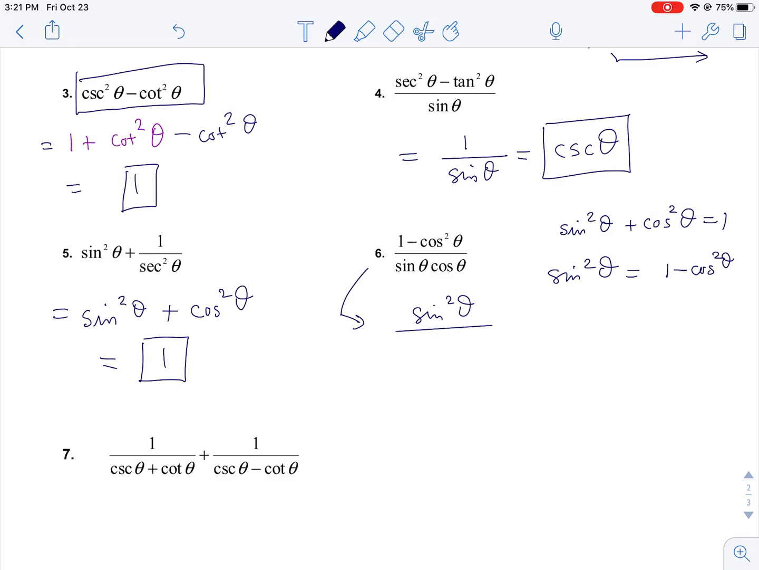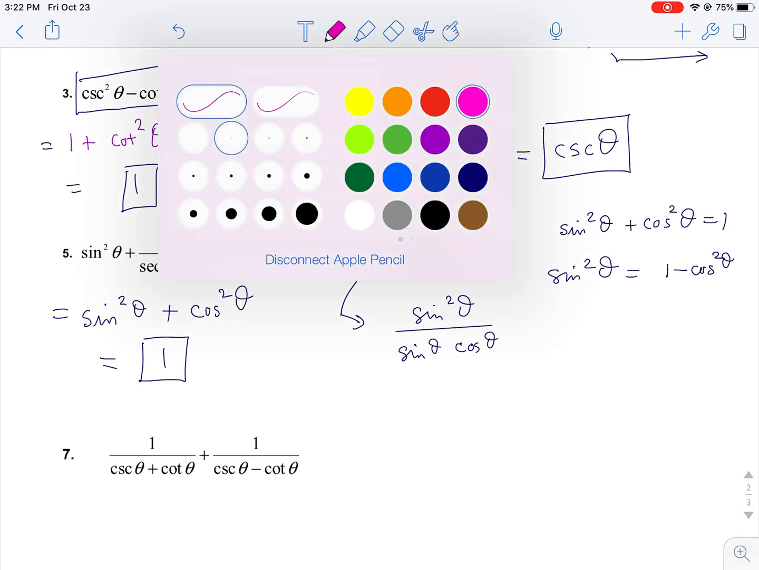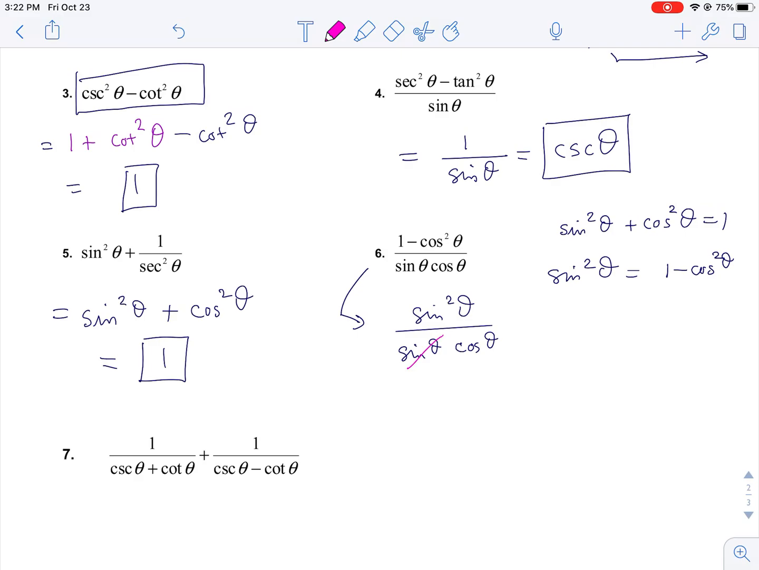I keep saying sine squared. It's sine squared theta. You need to have the angle. The bottom is sine of theta times the cosine of theta. And if you notice, I do get a cancel. The sine in the denominator cancels out with one of the sines in the numerator. So I'm left with just sine theta divided by cosine theta. That's a ratio, one of the ratio identities: that's tangent.